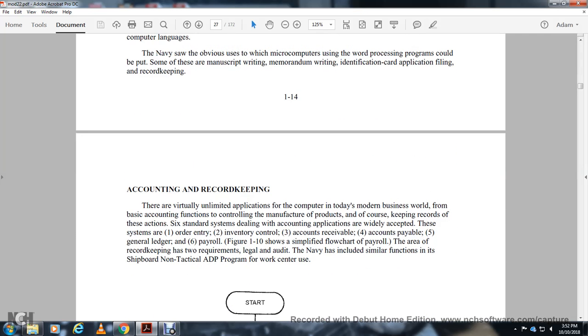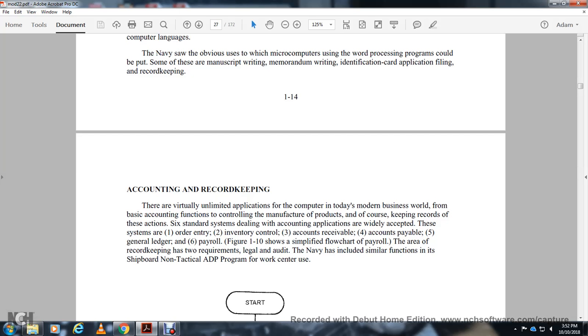Accounting and record keeping. The virtually unlimited applications of the computer today are bound up with the business world and basic accounting, with the control of the manufacturer's profit and the need to keep a record of each transaction. The systems deal with widely accepted accounting principles. These systems are: 1, order entry; 2, inventory control; 3, accounts receivable; 4, accounts payable; 5, general ledger; 6, payroll. Figure 5-10 shows the simplified flowchart for payroll, an area with record keeping requirements, legal and audit.